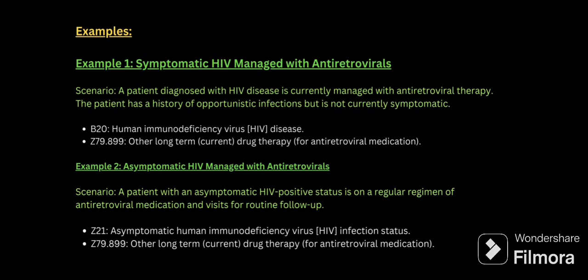Next, for antiretroviral medication for symptomatic as well as asymptomatic, I have added an example. You can go through it and understand. For symptomatic, the primary code will be B20, and for asymptomatic it is B21, and for drug therapy the second code will be Z79.899 for both of the conditions.